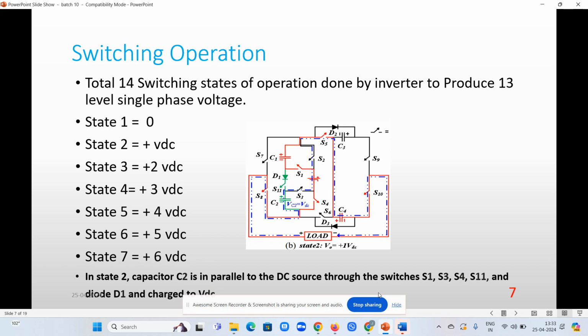At stage 1, the output voltage obtained is 0 VDC. At stage 2, the capacitor is in parallel with the DC source through the switches S1, S3, S4, S11 and diode D1, and is charged to VDC.